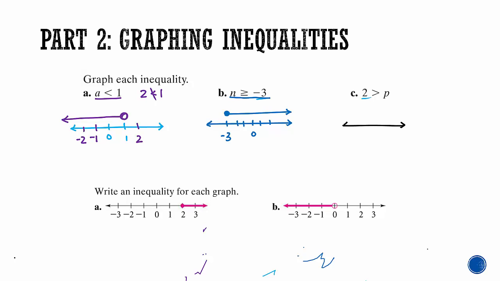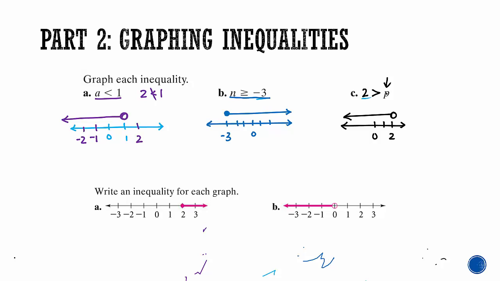Draw your number line again. 0 for reference. We got 2 over here. Open circle or closed circle? Hopefully you said open. And then remember, I always start from the letter. So I want all the numbers that are less than 2. So all the numbers less than 2 go that way.